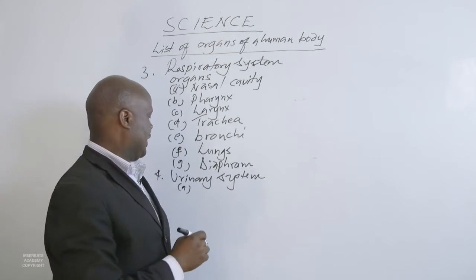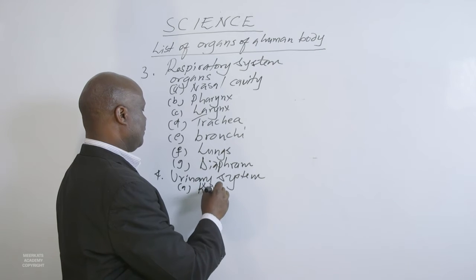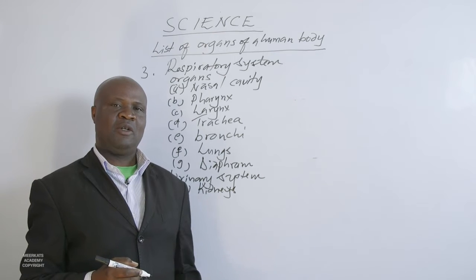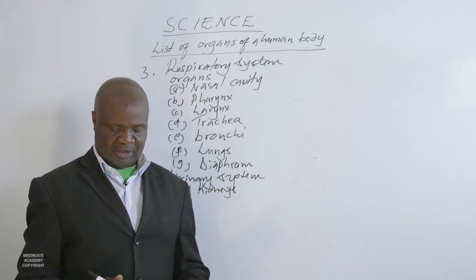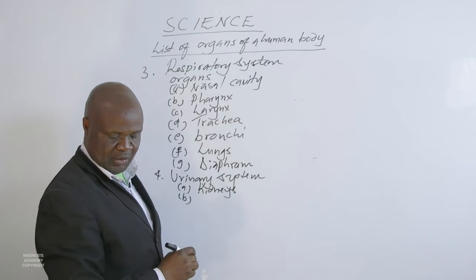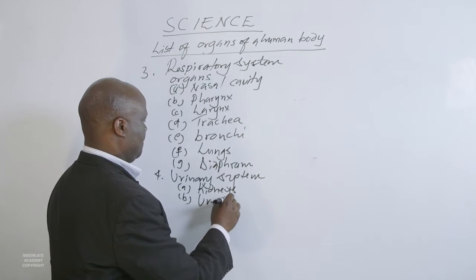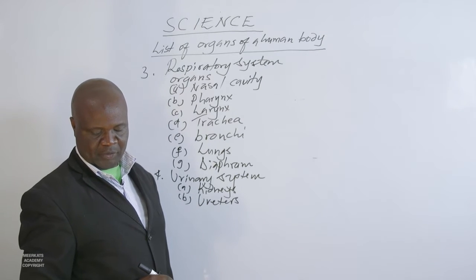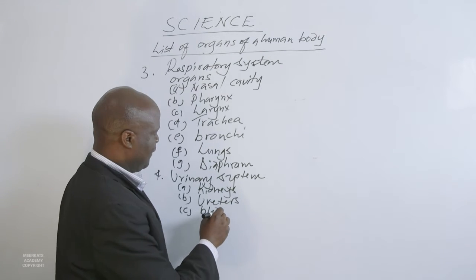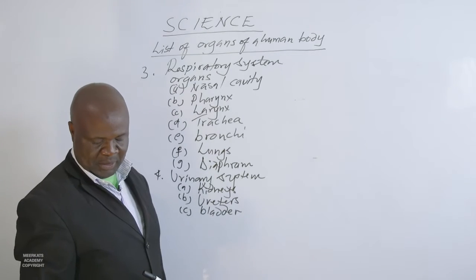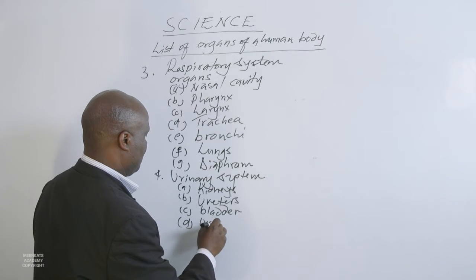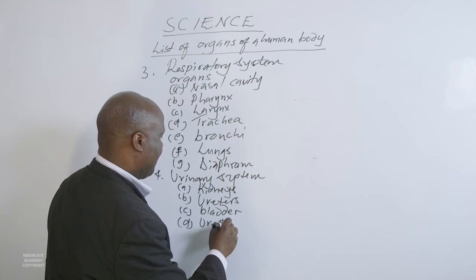One, we have kidneys. We shall see the functions of the kidney, what it does, what it removes from the body, and so forth. Then B, another organ, we have the ureters. From the ureter, C, we have the bladder. And then from the bladder, we have the urethra.